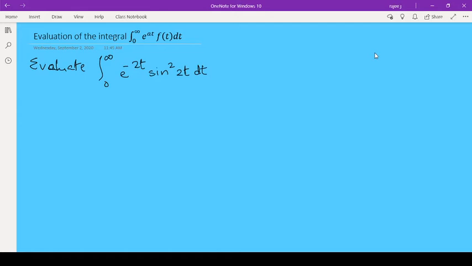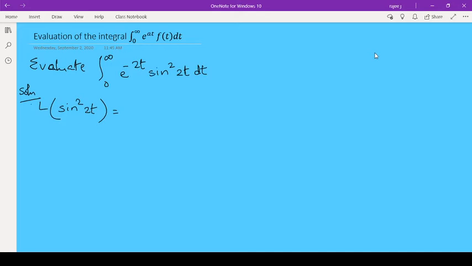In this case, there is another method also, but now we will do it with the definition of Laplace transform. Okay, the definition of Laplace transform. So what I will do here, suppose I am writing L of sine square 2t. Then what will this be based on the definition of Laplace transform?